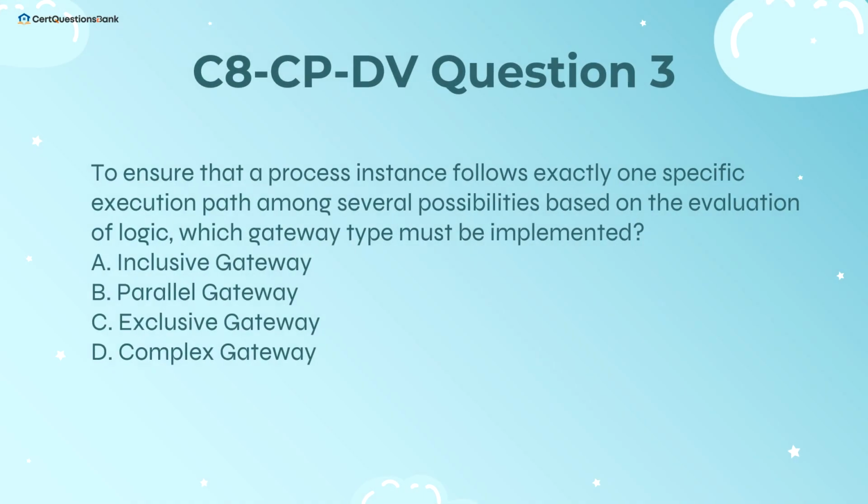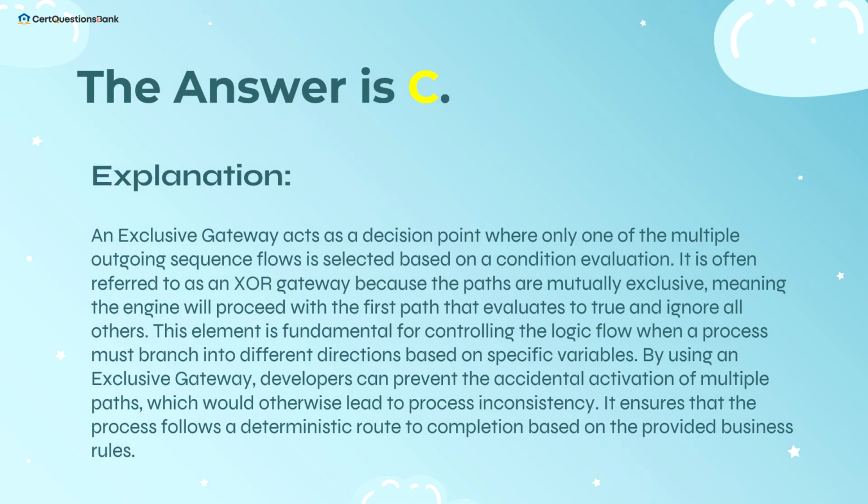To ensure that a process instance follows exactly one specific execution path among several possibilities based on the evaluation of logic, which gateway type must be implemented? A. Inclusive gateway. B. Parallel gateway. C. Exclusive gateway. D. Complex gateway. The answer is C.